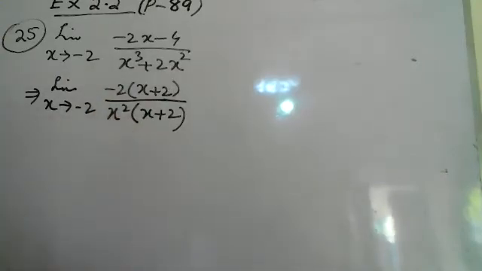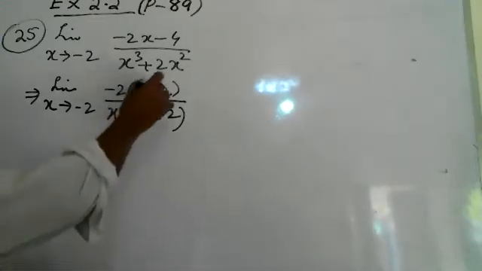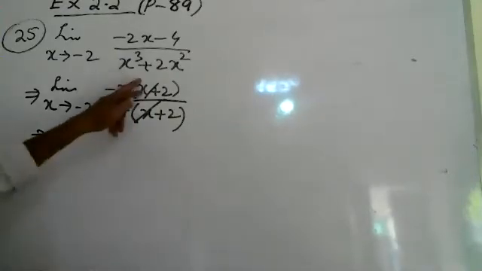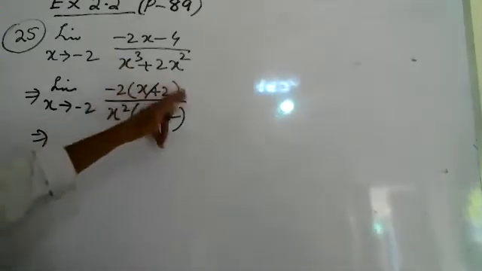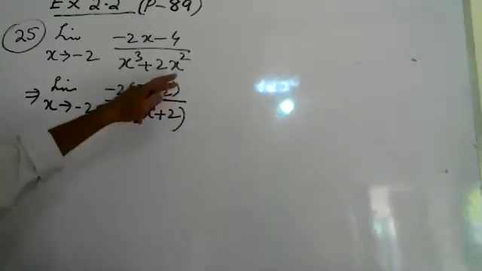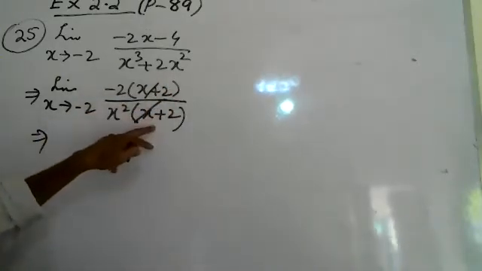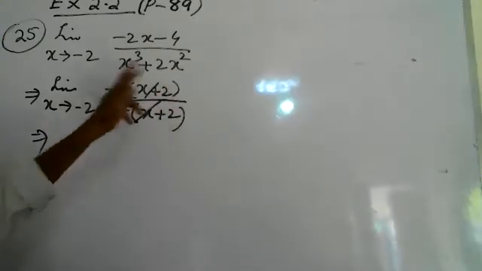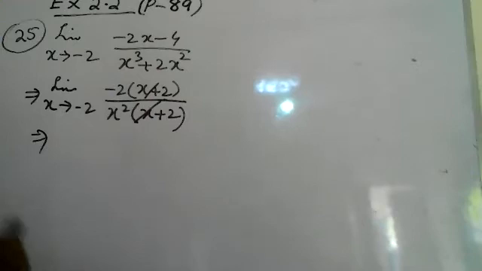So x plus 2 is cancelled by x plus 2. Remember, not x is cancelled by x, the whole factor. There are two factors, one is minus 2, one is x plus 2. So the whole x plus 2 will be cancelled by x plus 2, not x by x and 2 by 2. No, the whole factors are being cancelled.